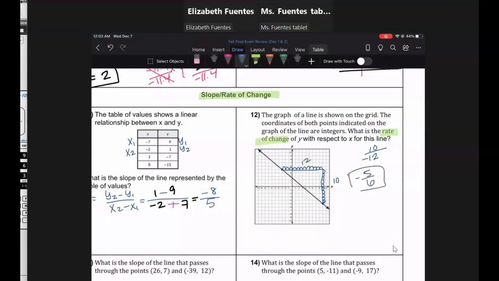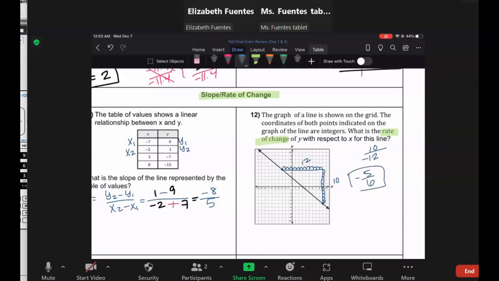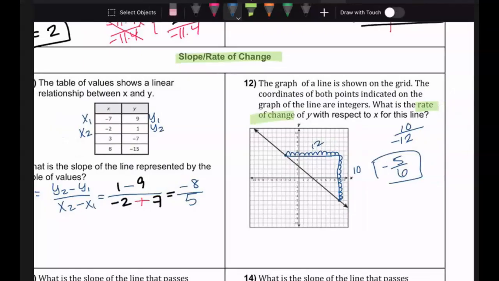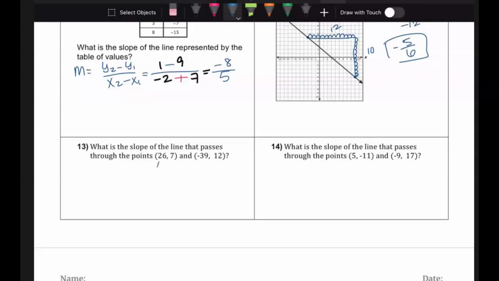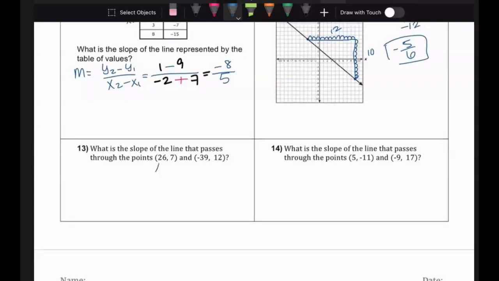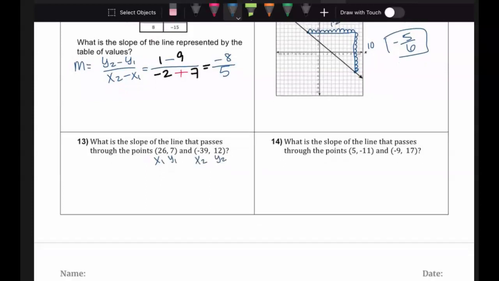So always double check to see if your fraction simplifies. Now, if you're given 2 points, you're going to solve it similarly where you want to find the slope. It says, what is the slope of the line that passes through the points 26, 7 and negative 39, 12? So we're still going to do the same thing we did before with our x1, y1, x2, y2. And we're still going to use our slope formula.